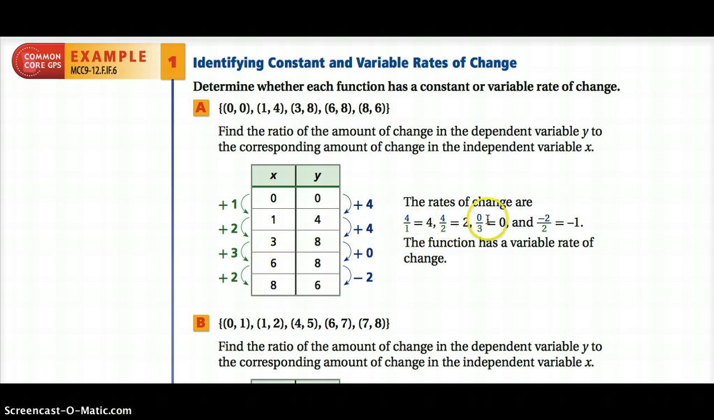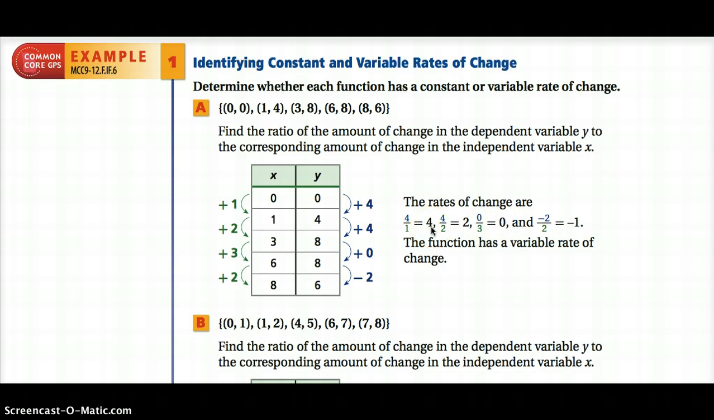Over here, I can see the rate of change for the first part: 4 minus 0 gives me 4, and 1 minus 0 gives me 1. So 4 over 1, I have a rate of change of 4. If I look at the second part, 8 minus 4 gives me 4, which is where this blue numerator came from, and then 3 minus 1 is 2. See right here, they did the changes. It's 4 over 2, that's a change of 2. Then 0 over 3, that's a change of 0.